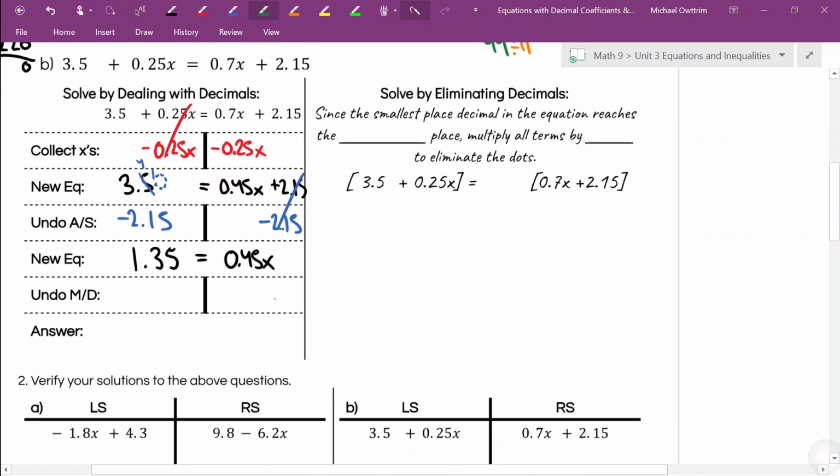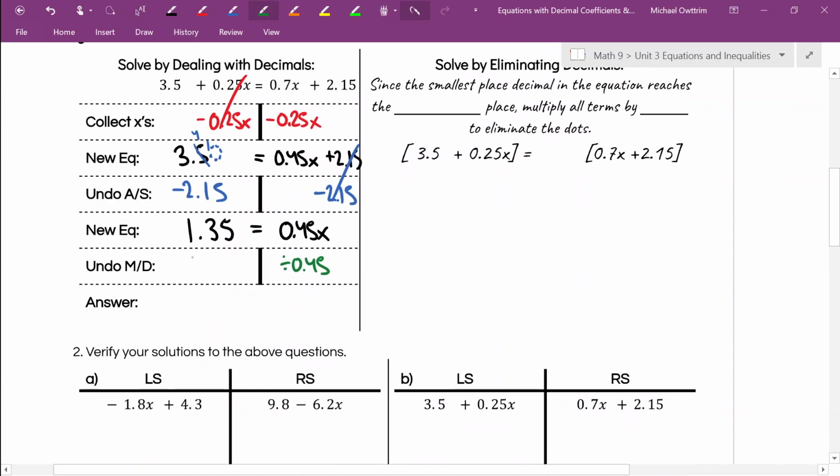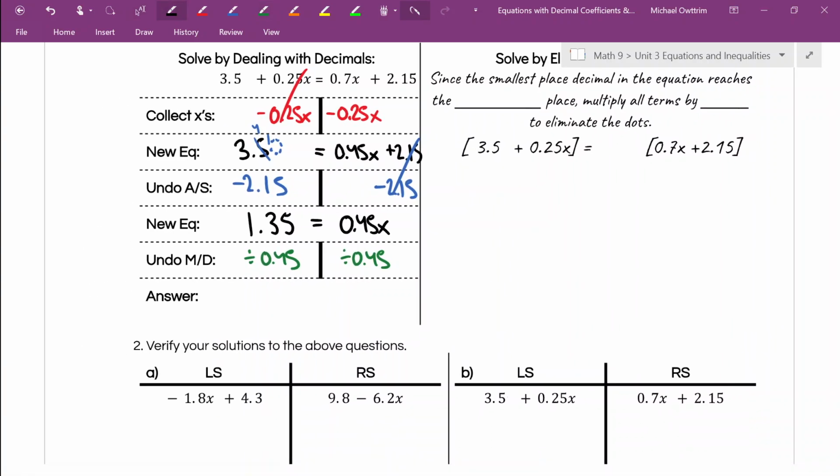Finally, we'll undo our multiplication. So the opposite of multiplying by 0.45 is dividing, and we'll do that to both sides. So let's go ahead and do our division. When we do this division, we'll have our 1.35. We'll want to divide that by 0.45. We're going to move our dot twice and move this dot twice as well. So the real problem we're doing is 45 divided into 135.